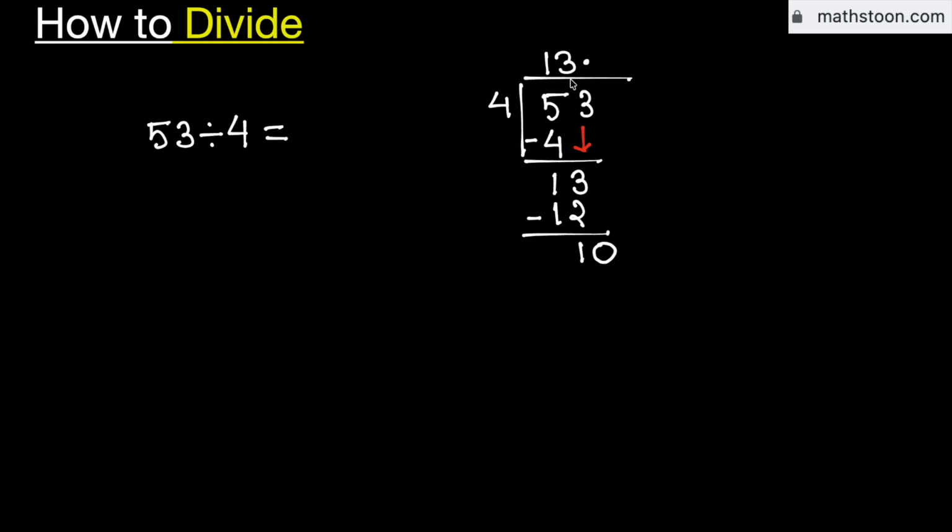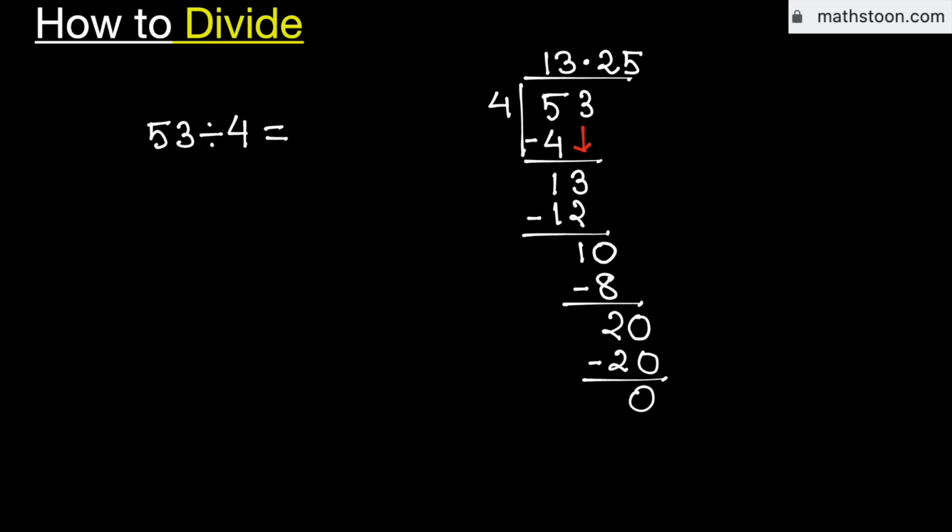And we know that 4 times 2 is equal to 8. And subtract, we get 2. Again we will borrow 1 0, and we know that 4 times 5 is equal to 20. Subtract, we get 0. As we get the number 0, so we will stop.